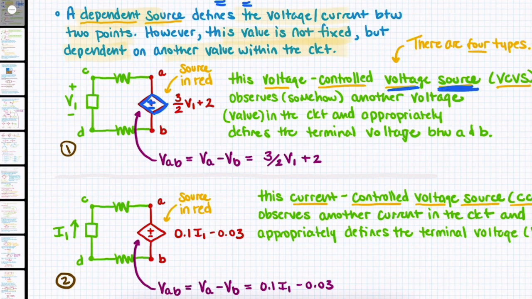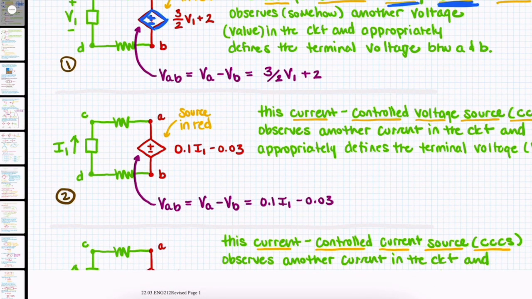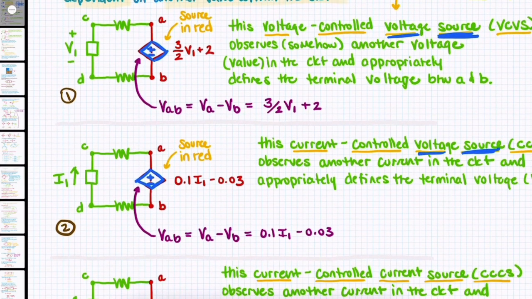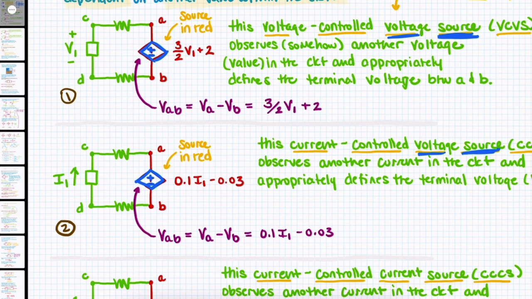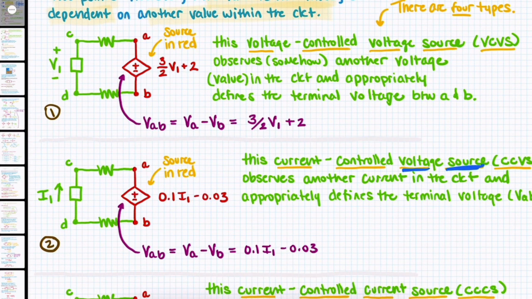voltage source. If you look down here at our current controlled voltage source, it's still a diamond with a plus and minus in the middle, because both of these are ultimately dependent voltage sources. They may be dependent on different things, but they are both voltage sources. All right, so we have a diamond with a plus and minus in the middle. How do we know whether it's voltage controlled or current controlled? And what we're going to do is look at the equation to the right.